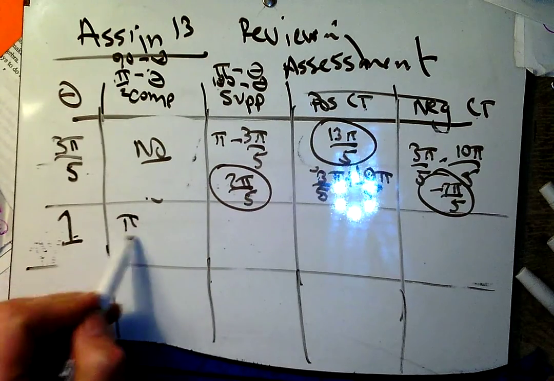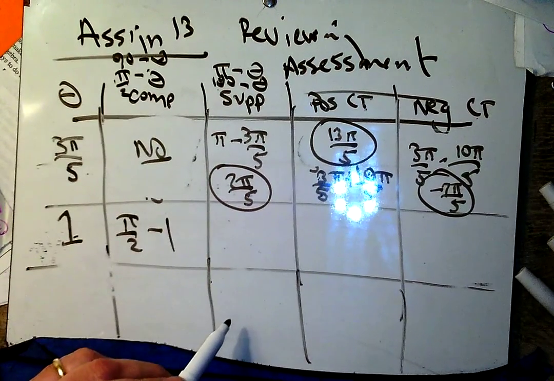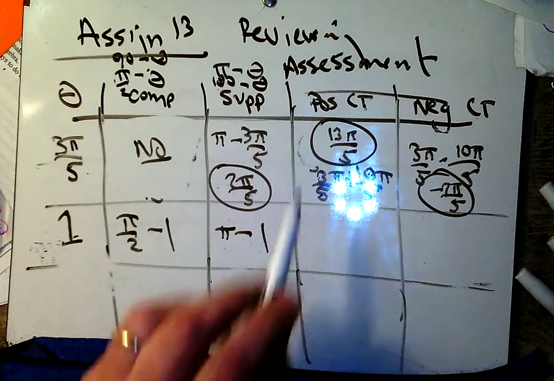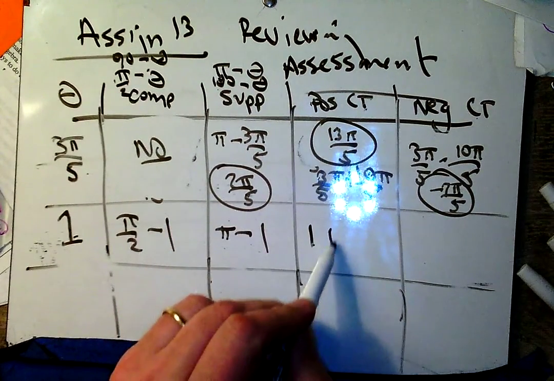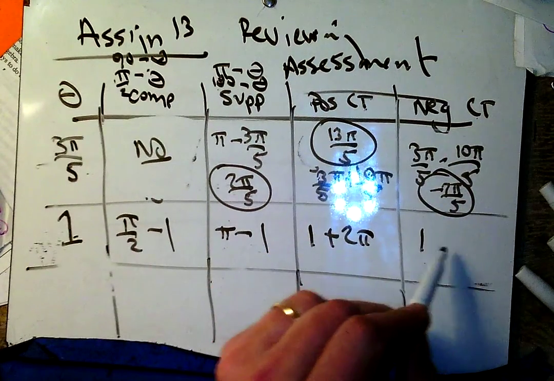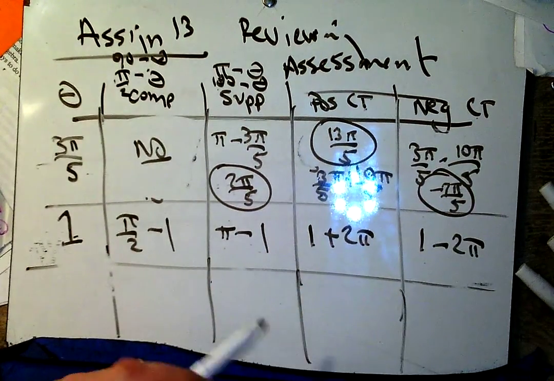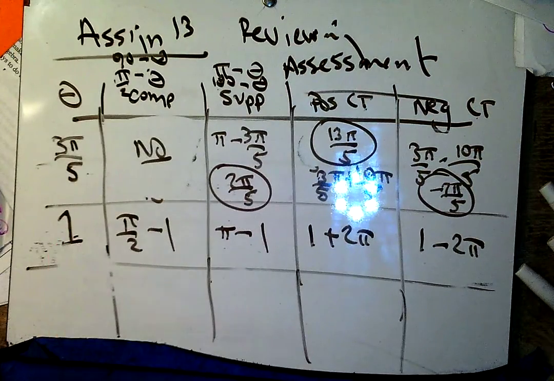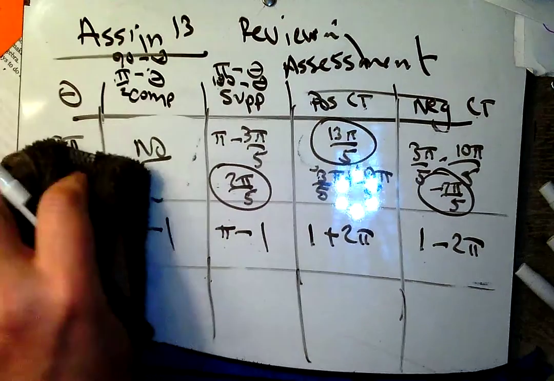That's right. The complement would just be pi over 2 minus 1. The supplement would be pi minus 1. Positive coterminal angle, 1 plus 2 pi. Negative coterminal angle, 1 minus 2 pi. Easy peasy. Don't get freaked out because that doesn't have any pi's attached to it. Okay.